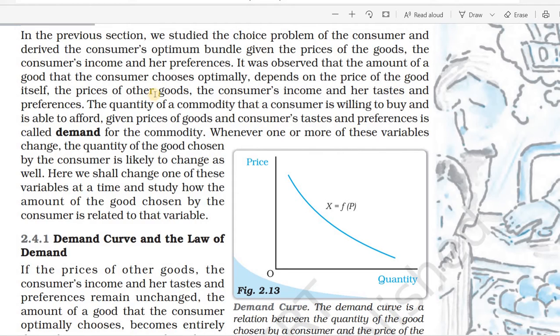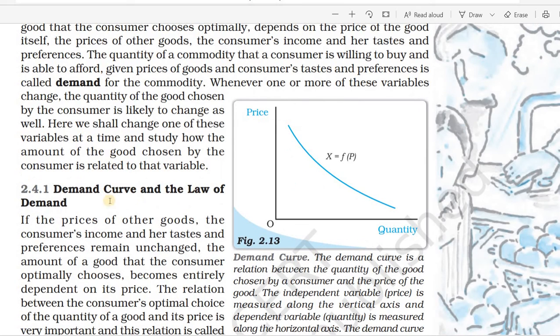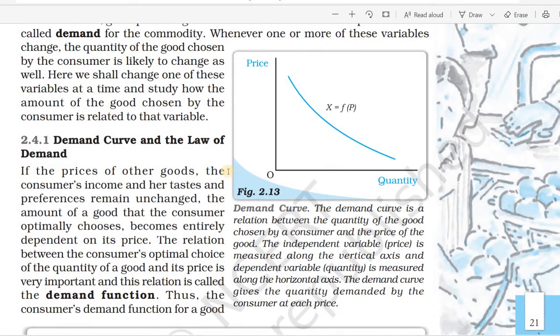In last class we studied about demand, what is demand and what is the demand function. Today we can study about demand curve and the law of demand. We studied what is demand. Already you know demand means desire, ability, willingness. If these three factors are there, we can call it as demand.